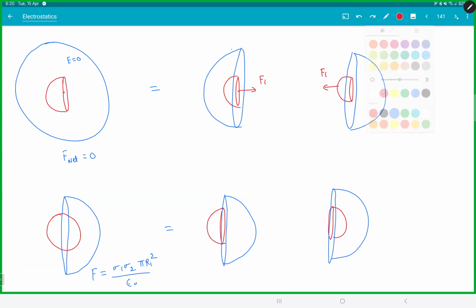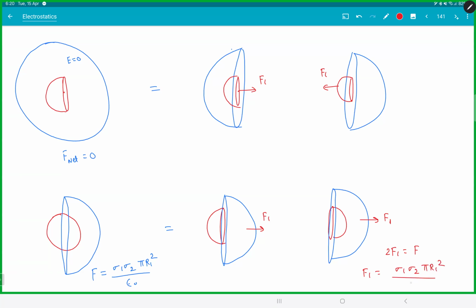Then what will be the force on this thing? So due to this, let this force be F2. Let this force also be F2. Sorry, this is F1. This force is also F1. Is that clear, everyone? Then F1 plus F2 must be how much? This F. So from here we get 2 F1 is equal to F. Therefore, F1 will be half of this: sigma 1 sigma 2 pi R1 square by 2 epsilon.